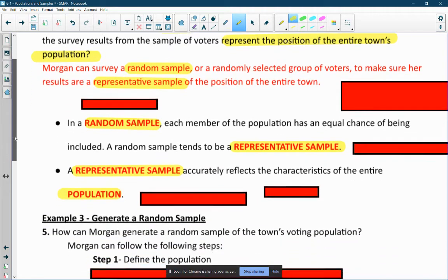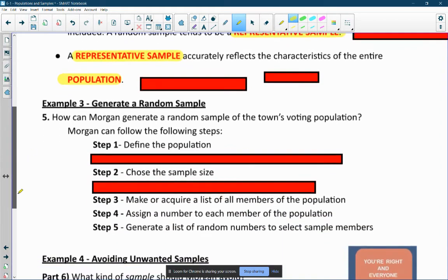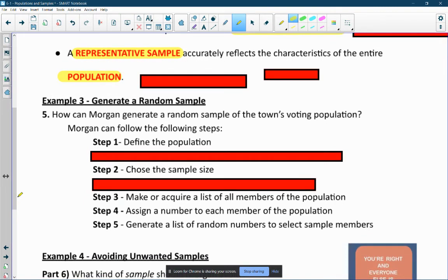So moving on. How would Morgan generate a random sample of people? How do you get random people in your sample? So question 5: how can Morgan generate a random sample of the town's voting population? She can follow these steps. The first thing you need to do, if you want to gather a random sample of people, is define your population. What is the group that you want to know about? When I ask you what Fostoria's favorite song is, my population would be grades 12 through 7, the Fostoria High School junior high building. That would be my population.